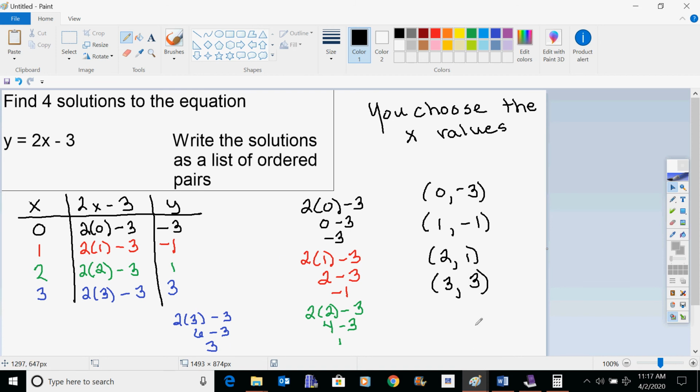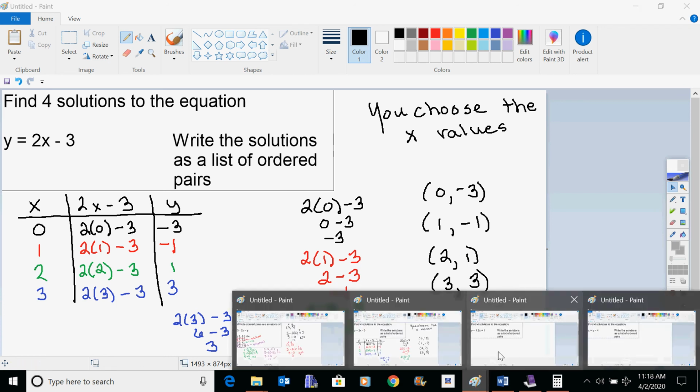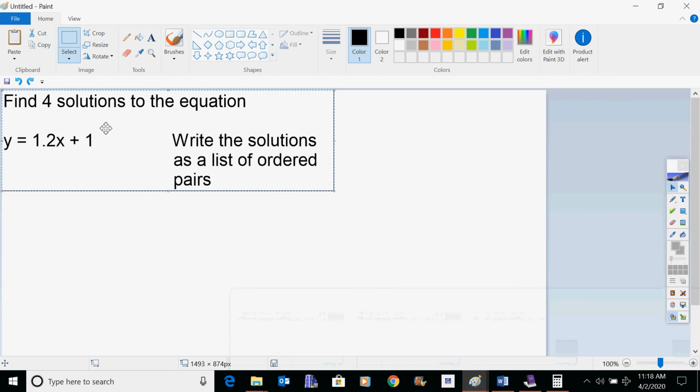So this is why I'm saying I'm only going to make you find 4 solutions, and we're going to graph them, but our graph is going to represent all of those millions of solutions. So we're going to keep that in mind, but let's practice another one, finding solutions to the equation.